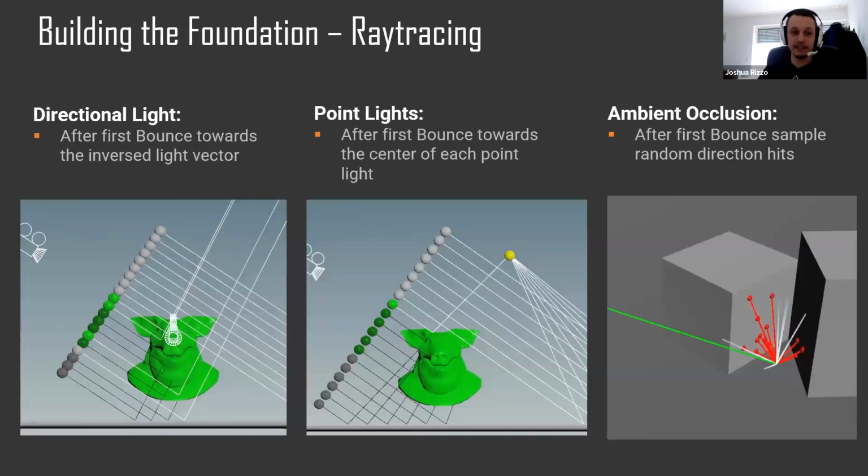Then there's the ray tracing part of it, where you have first the directional light, and after the first bounce, it basically tries to look for intersection towards the light direction. So it's a guided ray tracing in a sense. The same goes for the point lights to make it easier and more performant. After the first bounce, they all try to converge to the center of the point light, and the ambient occlusion is also ray traced or ray casted and tries to look for intersection in nearby areas.